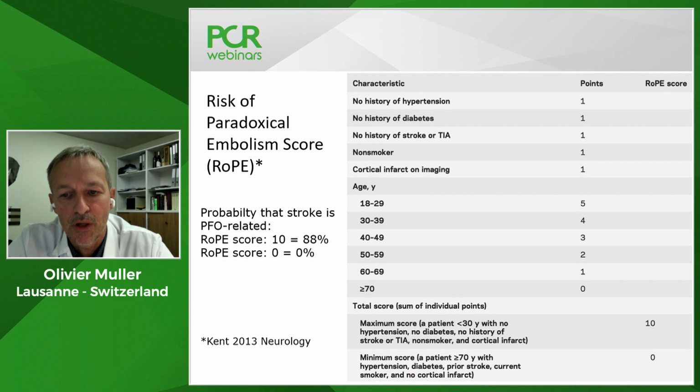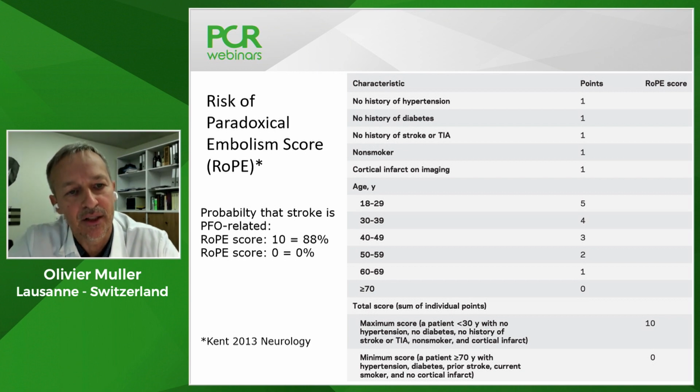So I think, from my point of view, it gives you the risk that the stroke is related to the PFO. It is written on the slide. If the RoPE score is 10, then you have an 88% risk that the stroke is due to the PFO, and if it's 0, it's 0. So it helps a lot when you have to discuss with the patient, because you can put a number. If it's 7, it's a 72% risk that the stroke is related to the PFO. And then it gives an idea for the patient.